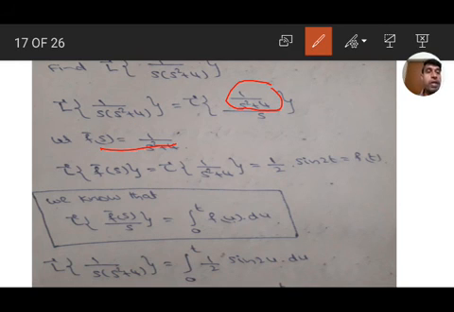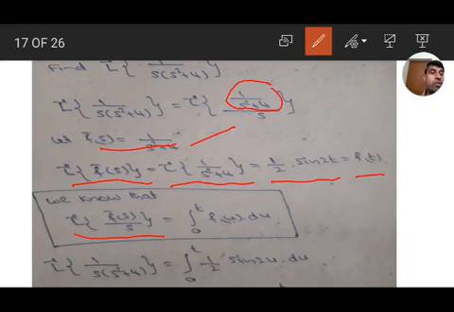That is f bar s, and its inverse Laplace transform L inverse of f bar s equals L inverse of 1 by s square plus 4. S square plus 4 means 2 square. So by the formula 1 by s square plus a square, 1 by a sin at, where a is 2 here, we get 1 by 2 sin 2t, which equals f of t. And we know the formula L inverse of f bar s by s equals integration 0 to t f of u du. In the place of t you have to substitute u. So 1 by 2 into sin 2u du, where 1 by 2 is a coefficient outside.